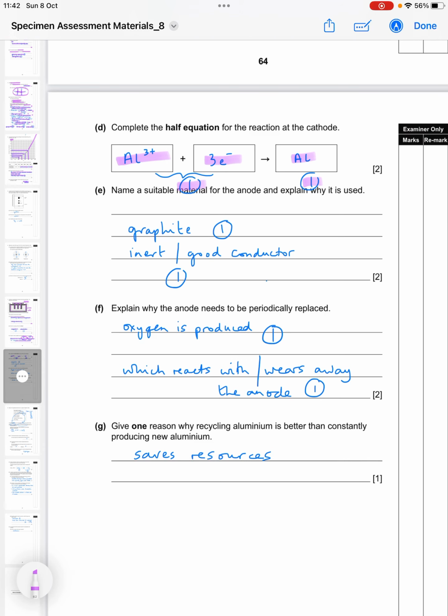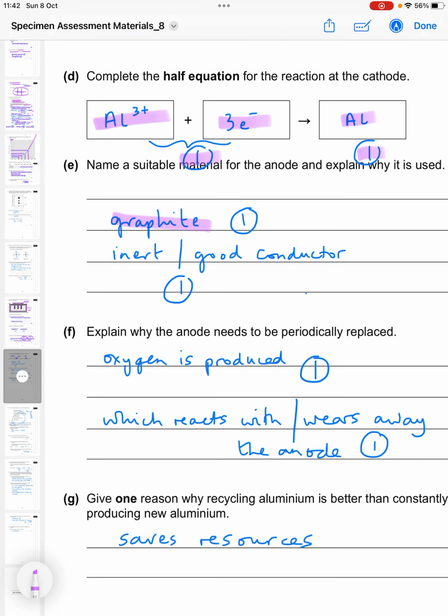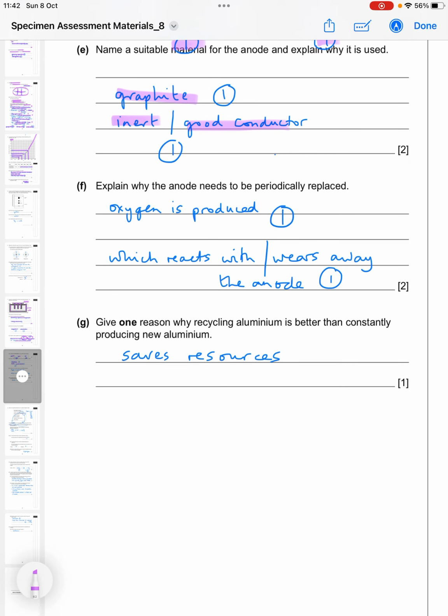Name a suitable material for the anode and explain why it's used. Graphite, you could say carbon, but it's better to say graphite, and because either it's inert or it's a good conductor. Then explain why the anode needs to be periodically replaced. Well, because the anode is made of graphite, which is carbon, it's going to react with the oxygen that's produced, and then it wears away. So 1 mark for saying the oxygen that's produced reacts with it as your second mark.